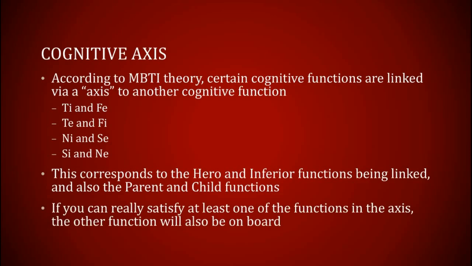Like I said on the last slide, you really only have to satisfy 2 of the functions in the top 4 of the stack. So let's say, for example, somebody has NI and SE in their top 4 functions. You really just need to satisfy one of those. You don't have to necessarily satisfy both. I mean, it's a good thing if you can get both on board, but it's not absolutely necessary. So if you're having trouble emulating a certain cognitive function, for example, like I said, FI or SE, you can get around this by satisfying the other function that's linked to it in the cognitive axis. And I will show you some examples here on the next slide.